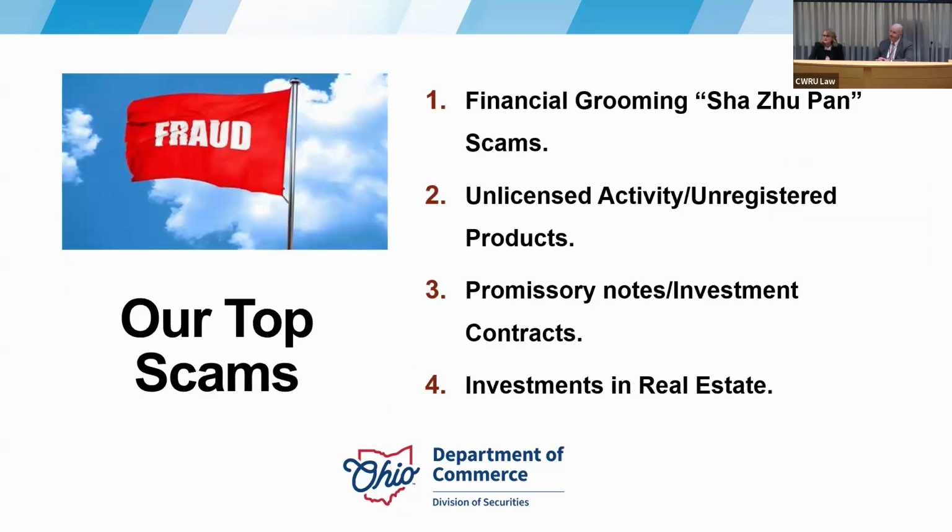Okay, our top scams. Number one, financial grooming, which loosely translates to pig butchering. I'm going to have a video about that later. This is the number one scam that we're seeing. I gave you the stats from 2024, but if you look at the last 60 days, it's much higher, based on what we're seeing on intake. Unlicensed activity and unregistered products can go hand in hand. Promissory notes are still big, and investment contracts. If we're dealing with domestic fraud, a lot of it is promissory note based. And then real estate investments: we have a lot of complaints involving real estate investments, so that's on the rise.